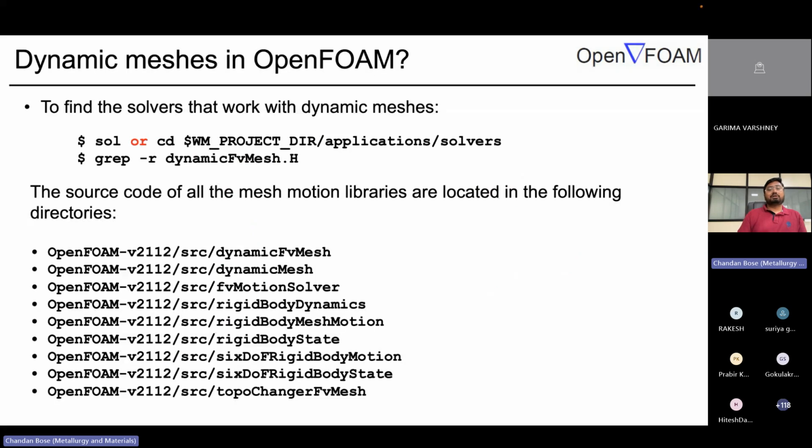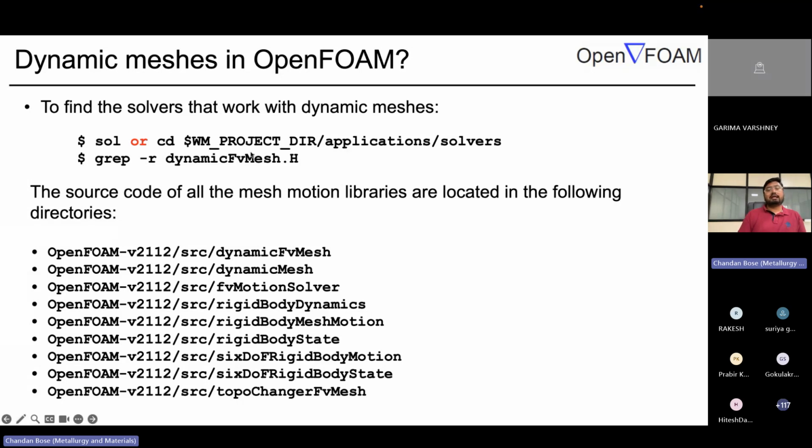Right. I will not spend much time here, but these are some commands for you to check yourself. Where are these dynamic mesh motion solvers located? If you go to solvers, which is located in your installation directory or project directory, and then applications, then solvers, you all probably know now that this is the folder where all different solvers are located.